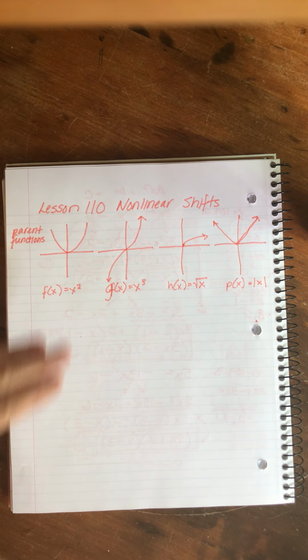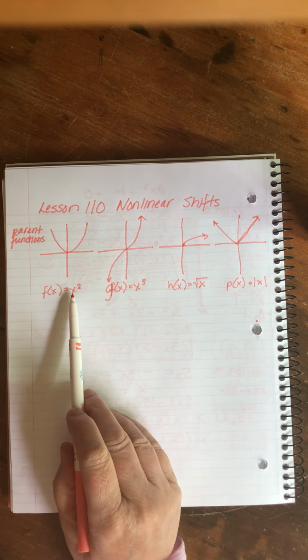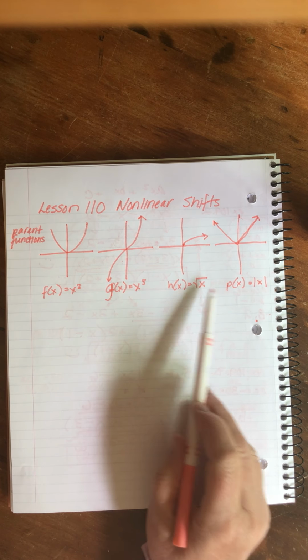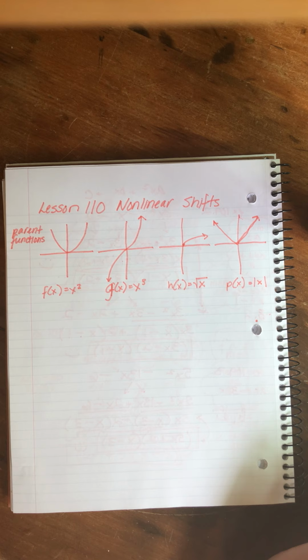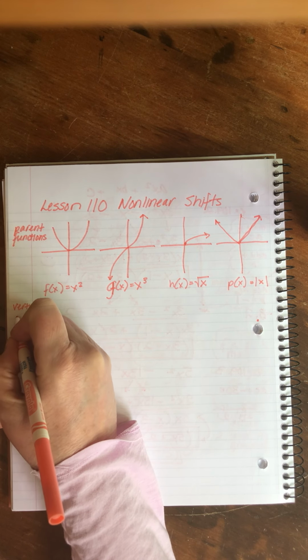Okay, this is what we started with. This is the basic sketch of each one of these functions, and notice the equations of these functions are super simple. It's just x squared, x cubed, square root, absolute value. Now what we're gonna do is we're gonna play around a little bit and change these equations and see how the pictures change. So first we're going to talk about vertical shifts.